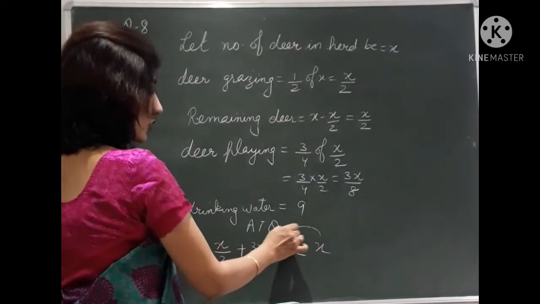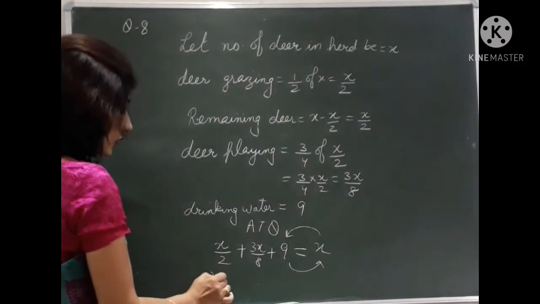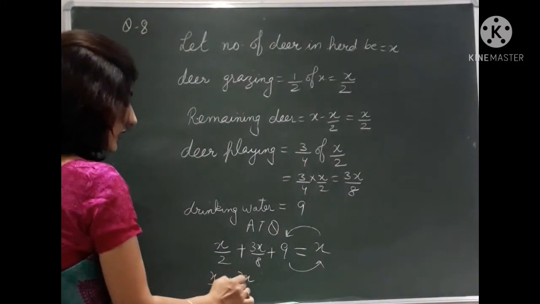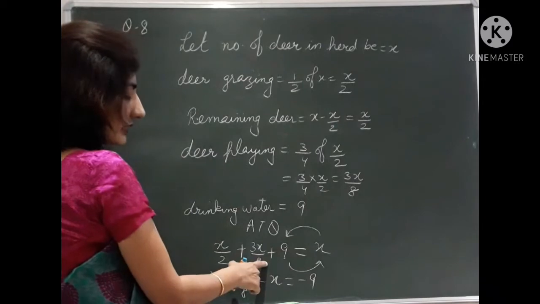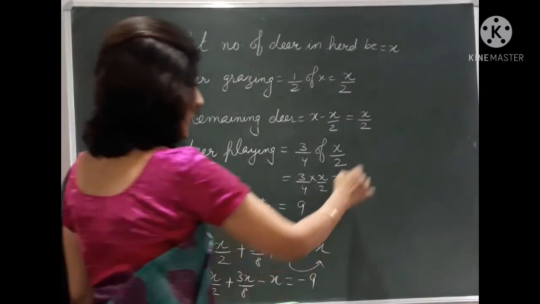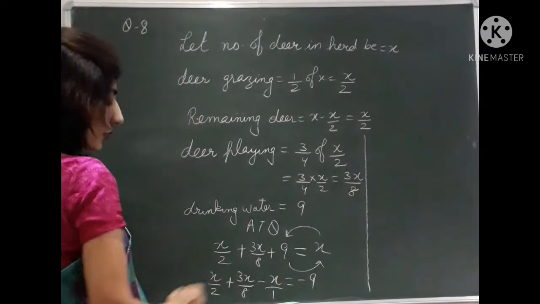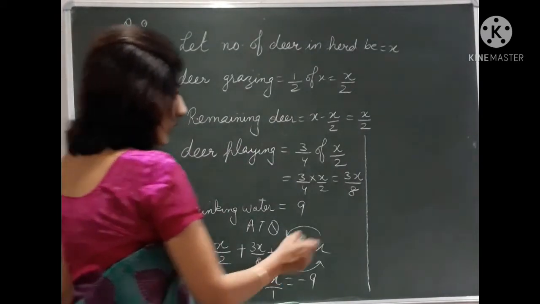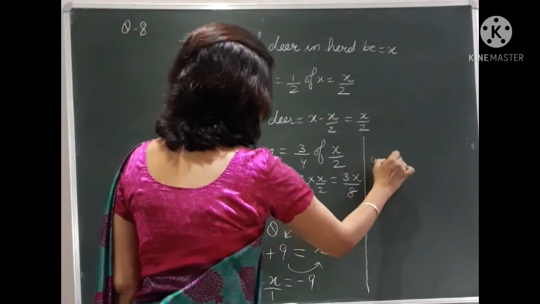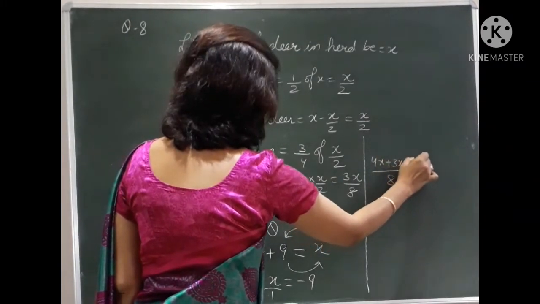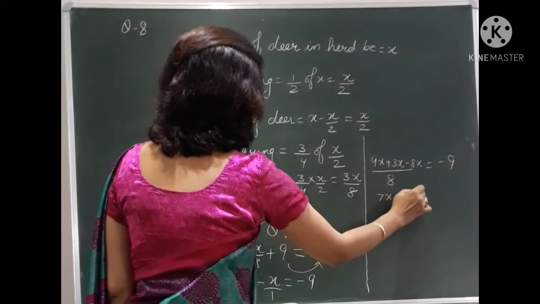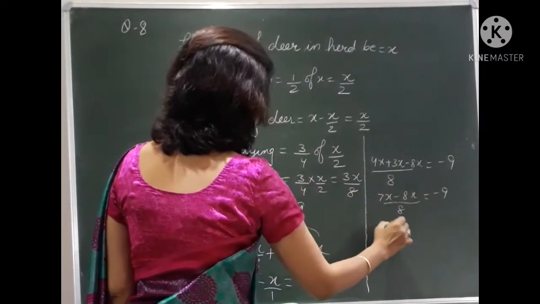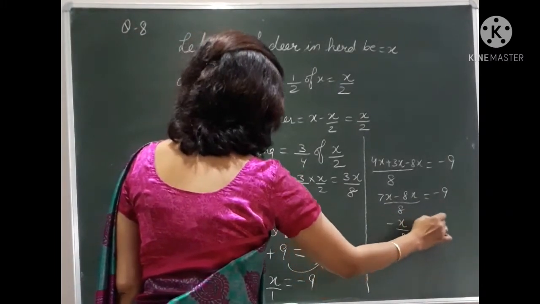So transpose this x to LHS and this 9 to RHS. So x by 2 plus 3x by 8 minus x equal to minus 9. This plus x will become minus x and this plus 9 will become minus 9. Now what I do? Solve the equation. This is upon 1. Take the LCM. 2, 8 and 1. What is the LCM? 8 will come. So here into 4. So it will be 4x plus 3x minus 8x upon 8 equals to minus 9. 4x plus 3x is 7x minus 8x, so minus x upon 8 equals to minus 9.